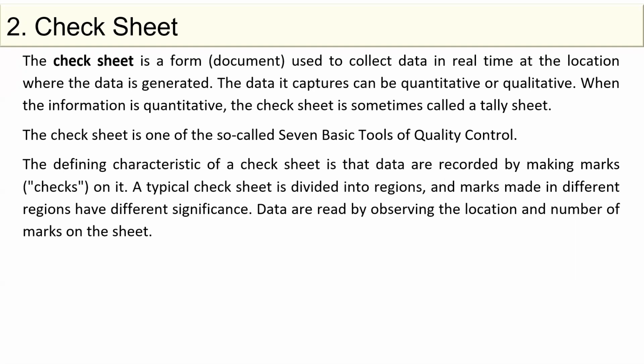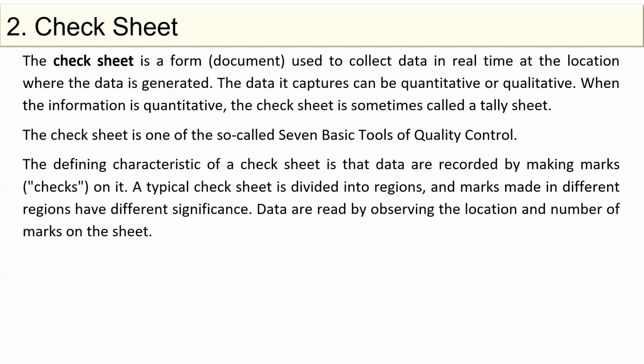The check sheet is one of the so-called seven basic tools of quality control. The defining characteristic of a check sheet is that data are recorded by making marks.